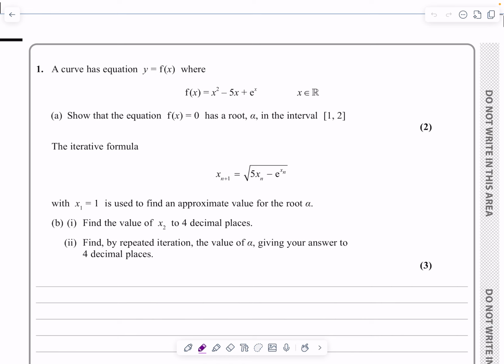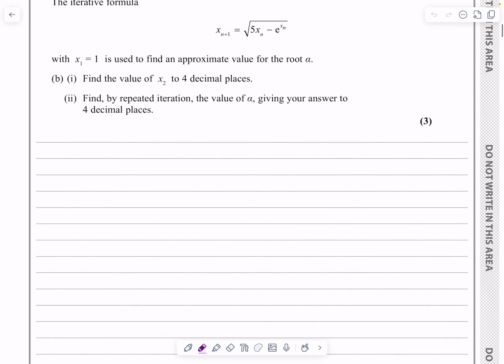The first part says, can we show there's a root in the interval 1 to 2? Well, yeah, absolutely, we can do that. Part A, let's say that f(x) is equal to x squared minus 5x plus e to the x, and all we do then is work out f(1) and work out f(2). So f(1) is 1 squared minus 5 lots of 1 plus e. That works out to be minus 1.281.